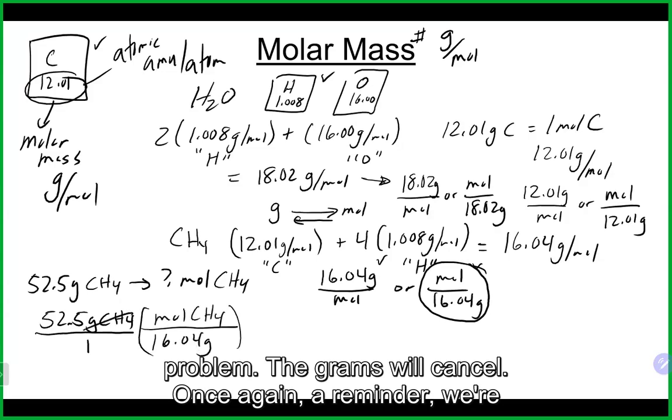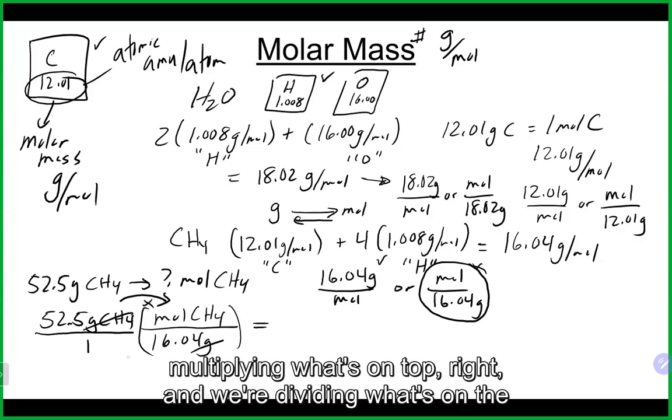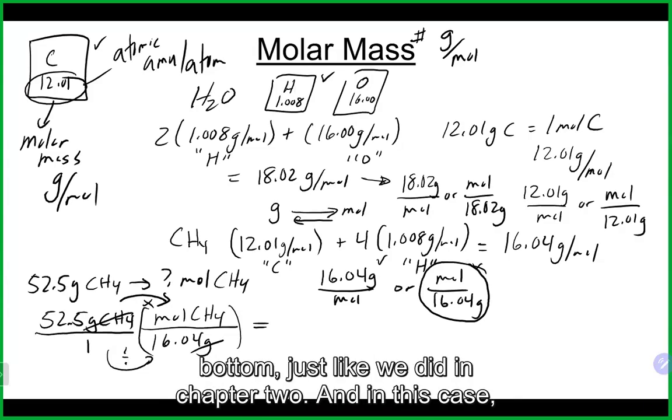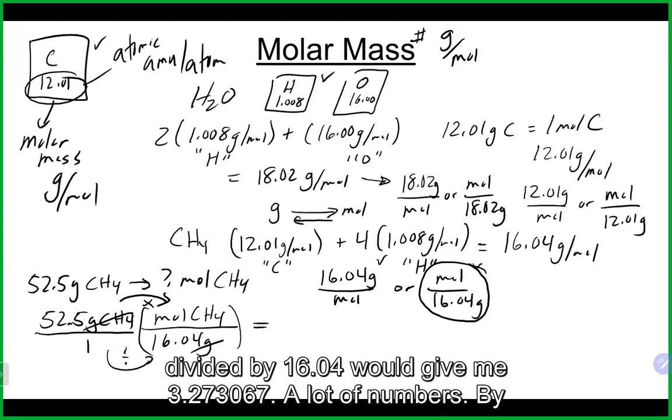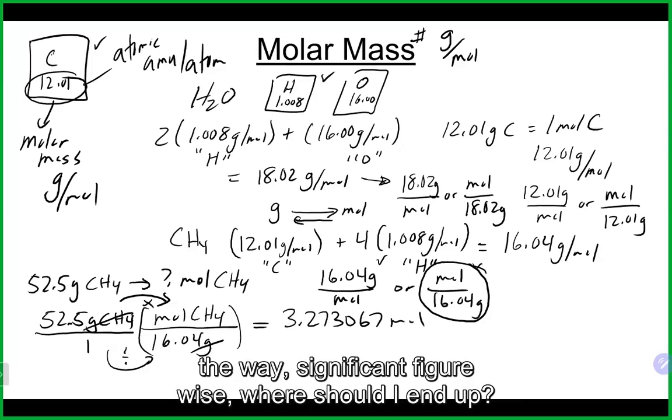So we would use that just like a regular conversion problem. The grams will cancel. Once again, a reminder, we're multiplying what's on top, right? And we're dividing what's on the bottom, just like we did in chapter 2. And in this case, 52.5 divided by 16.04 would give me 3.273067. A lot of numbers. By the way, significant figure-wise, where should I end up?